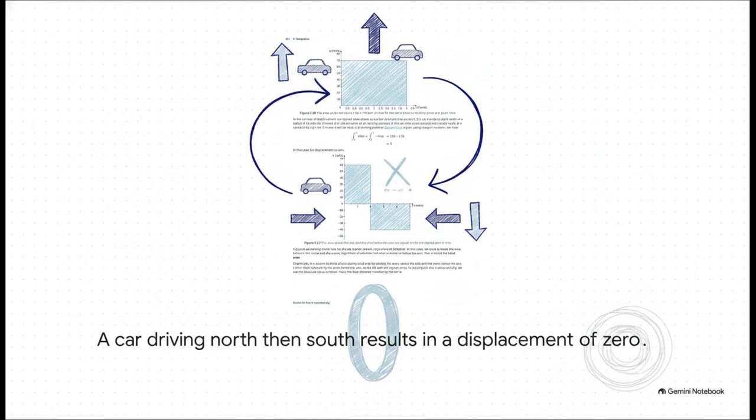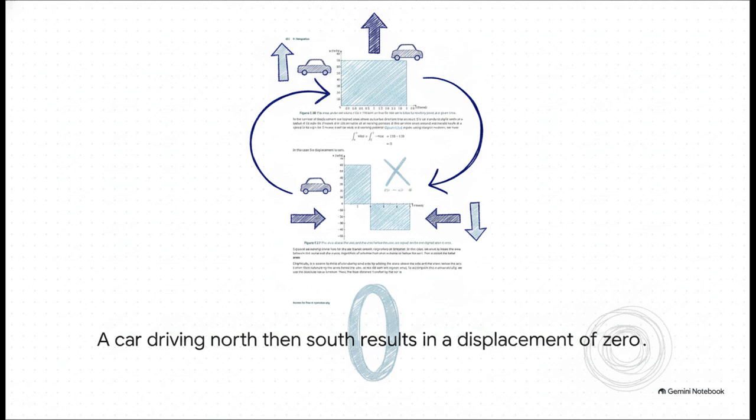But let's complicate the road trip slightly. Say you drive straight north at 60 miles per hour for 2 hours. The area of that rectangle means you're 120 miles north of home. That's a nice positive area sitting above the x-axis. But then, you realize you forgot your wallet. So you turn the car around and drive back south at 40 miles per hour for 3 hours.